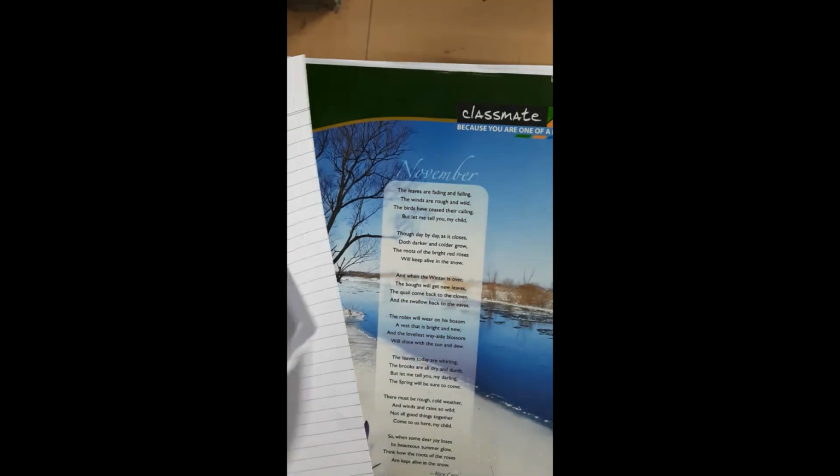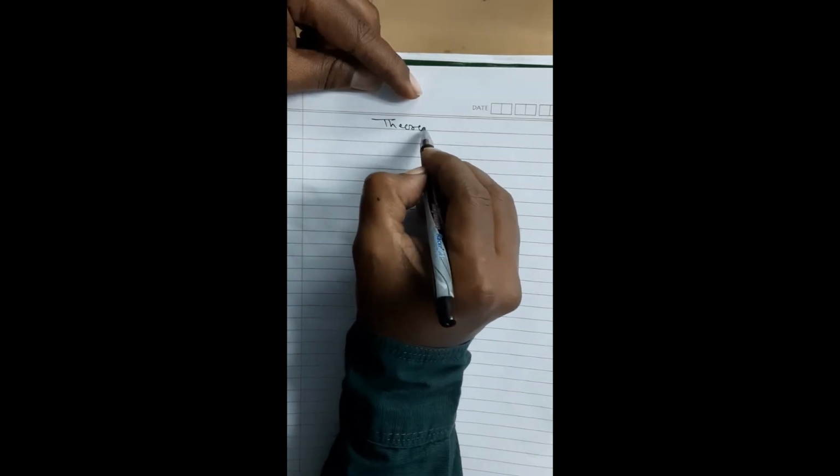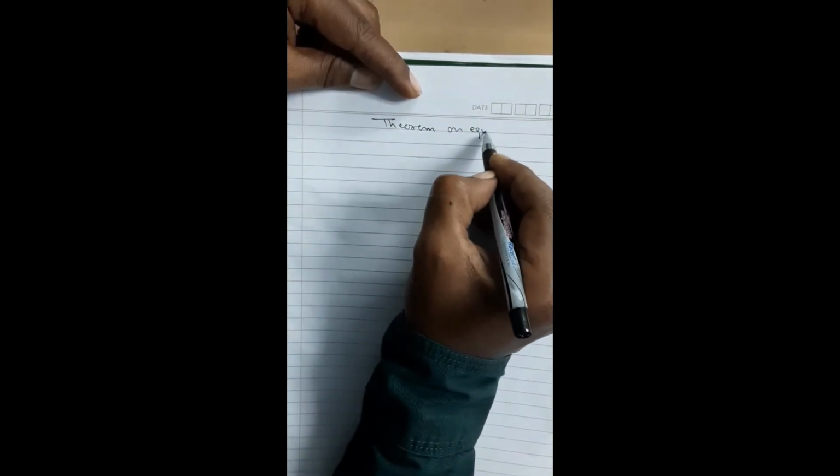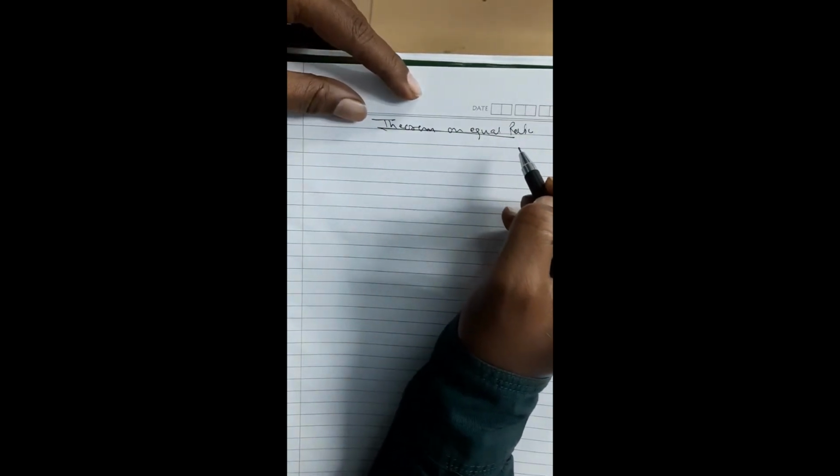Now remains the fifth question, for which we have to know the concept very nicely. We have learned one more property in the 9th standard, that is called the theorem on equal ratios. So we know the property, theorem on equal ratios. What does this property say?